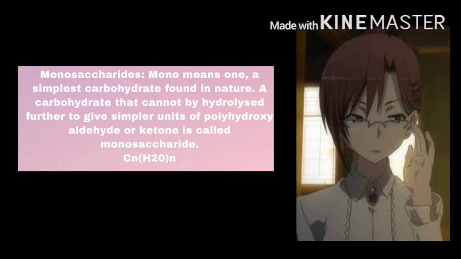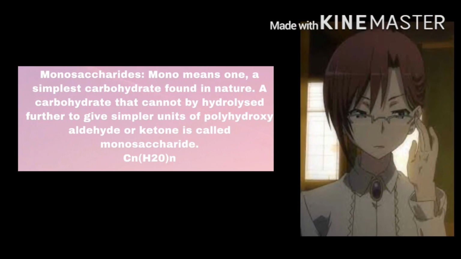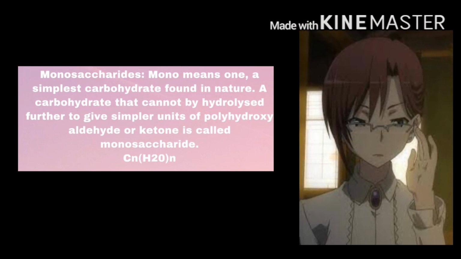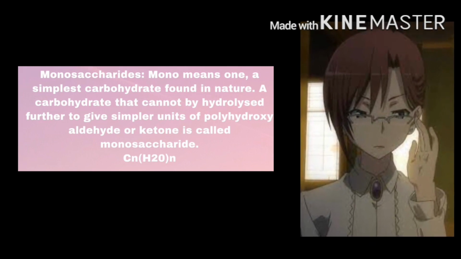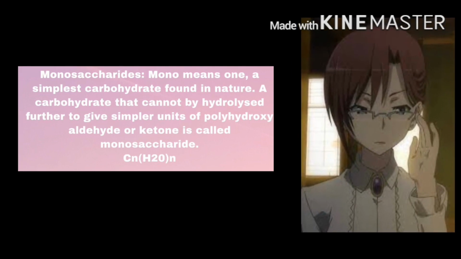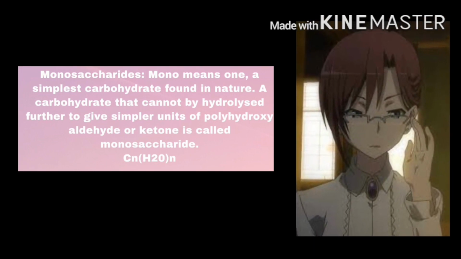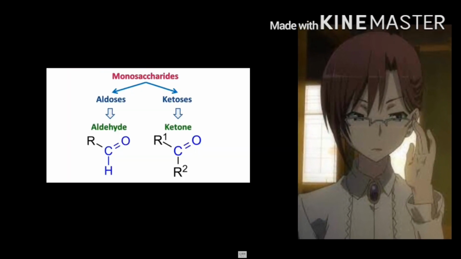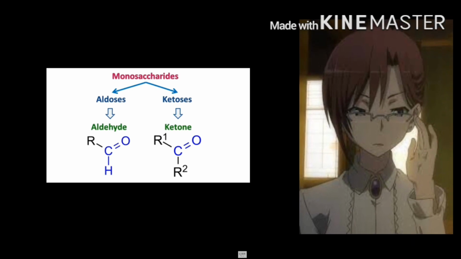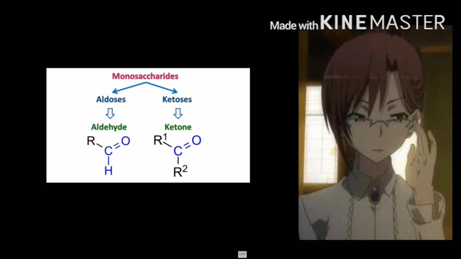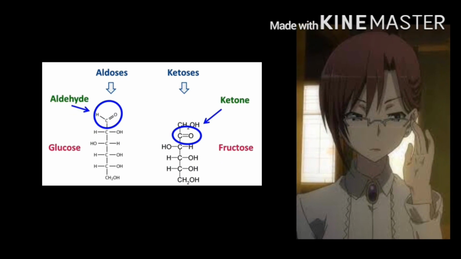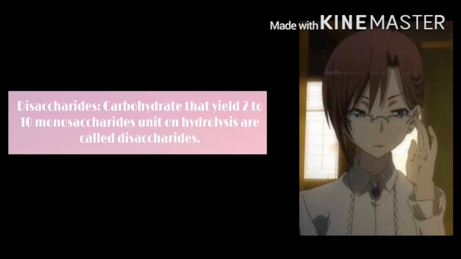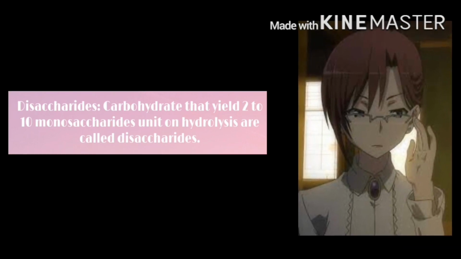Monosaccharide. The keyword is mono, meaning one, the simplest carbohydrate found in nature. A carbohydrate that cannot be hydrolyzed further to give simpler units of polyhydroxy aldehyde or ketone is called a monosaccharide. Furthermore, it is classified depending on whether it is an aldose, also called aldehyde, for example glucose. And the second one is ketone, also called ketose, for example fructose.